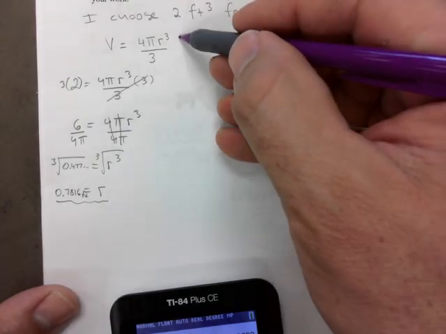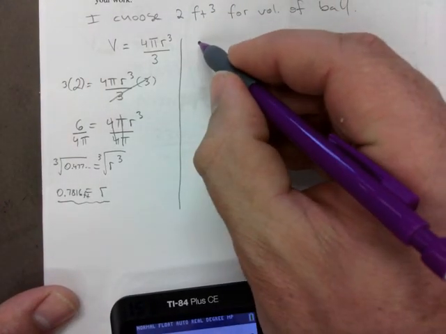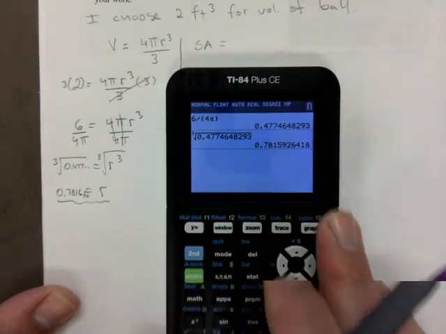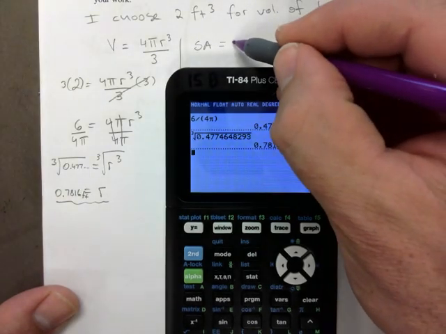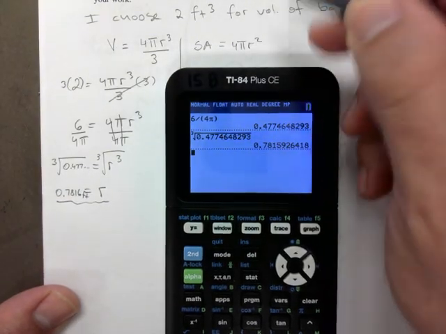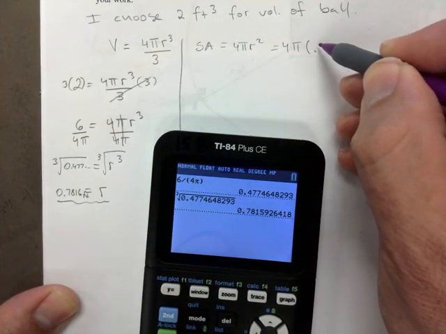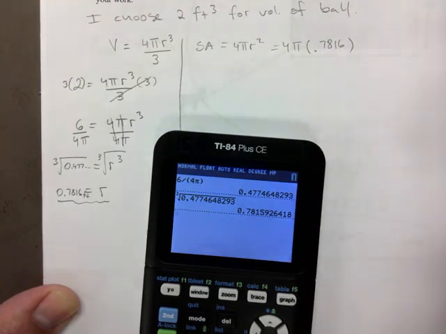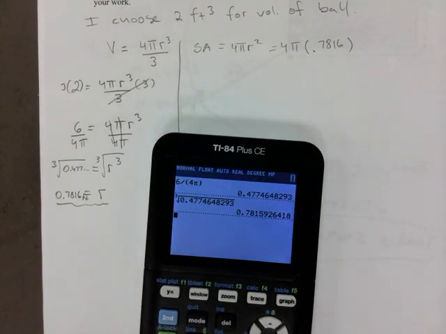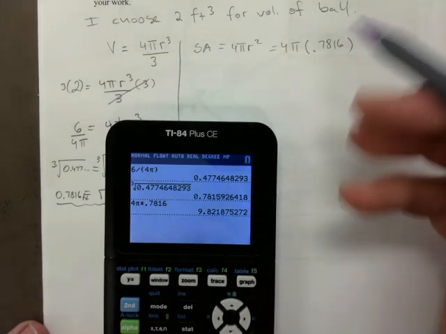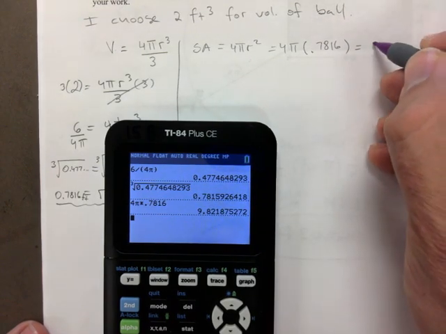And so that will allow me to determine the surface area, to figure out how much plastic I need. It's 4 pi r squared. So that would be 4 pi times 0.7816. Notice that I rounded to 4 decimals because I'm not done yet. If you want to use all decimals, go for it.